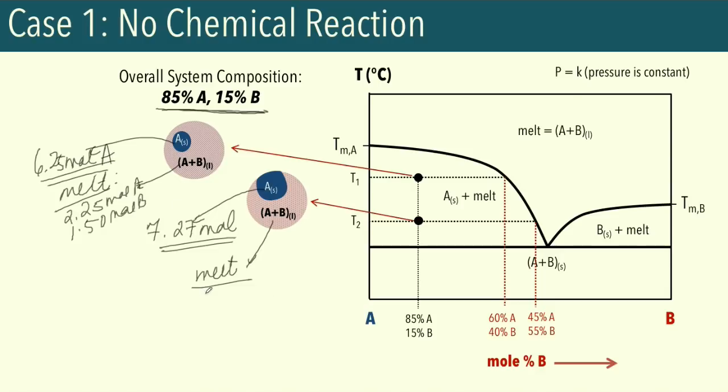So we have just 1.22 moles of A in the melt, and again, we still have our B that is in the melt. So that is how we could use the lever rule to determine the number of moles that gets distributed in each of the phases.